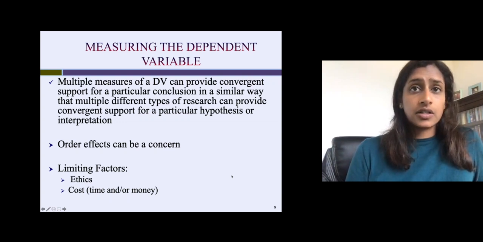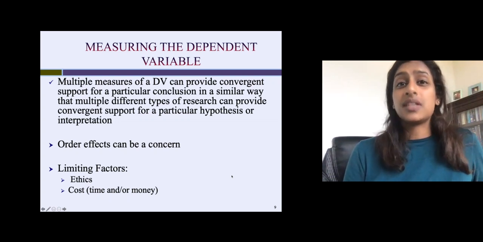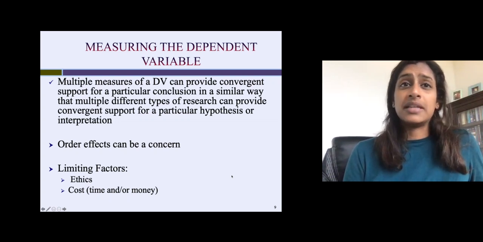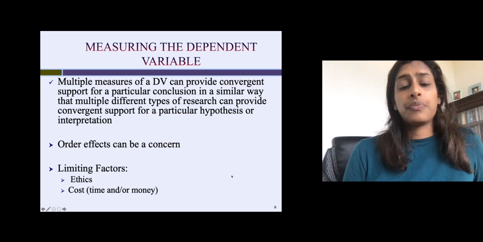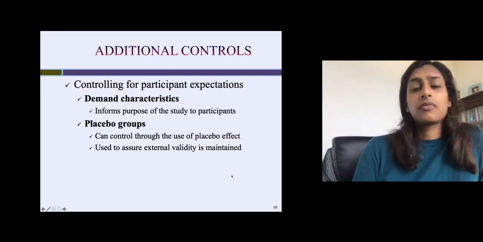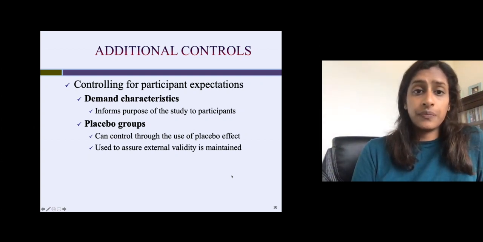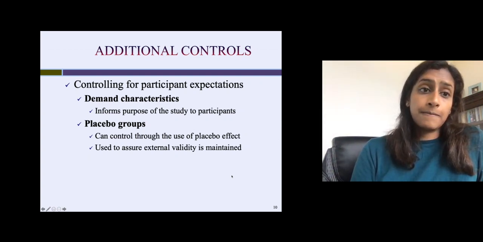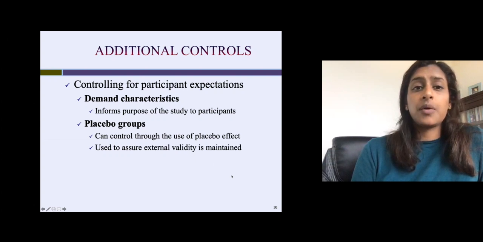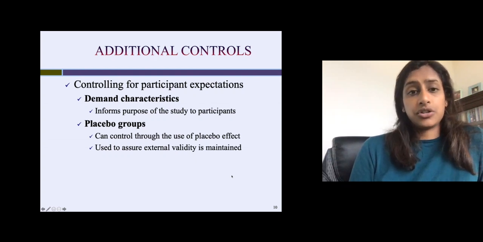Order effects are something that can also be of concern. We discussed this in our basic research design, some of the ways that we might deal with those order effects. We also should consider some additional controls here. One thing is controlling for participants' expectations, and this could be related to demand characteristics.